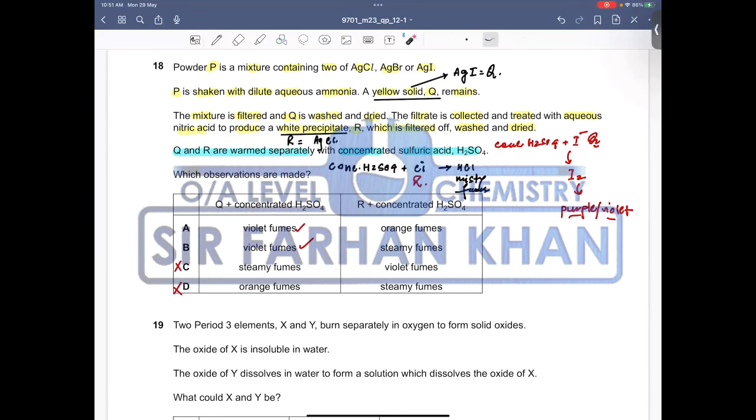Whereas R contains chloride, and chloride gives misty fumes of HCl. Misty fumes is also called steamy fumes. Steamy fumes is here, and obviously B is going to be the right answer. That's an interesting question, guys.